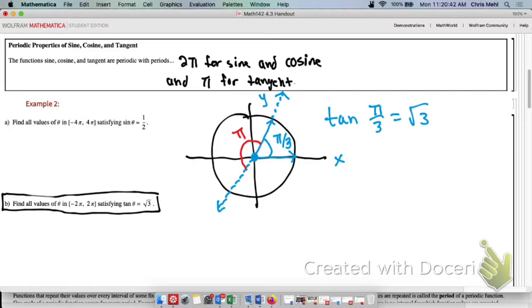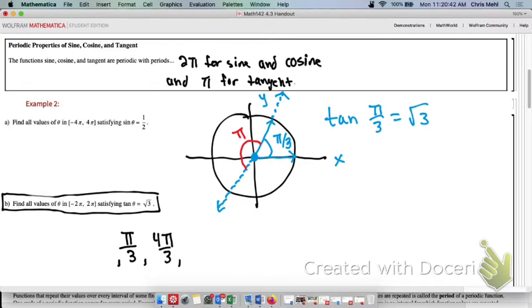So it's not as difficult as the first problem. You would start with one angle that satisfies tangent theta equals root 3, which is pi over 3. And then you can just keep adding and subtracting pi, that's the period of tangent, to get all the other angles whose value for tangent is square root of 3. So pi over 3 plus pi. Pi is 3 pi over 3, so you would get 4 pi thirds.